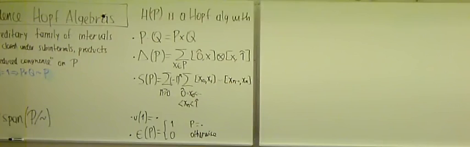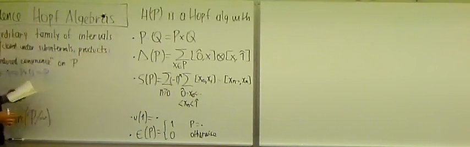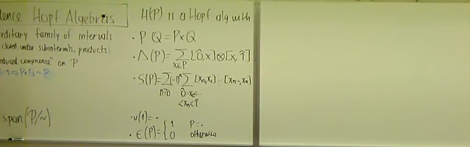I'm going to be a little bit more specific about what an incidence Hopf algebra is. So I start with a hereditary family of intervals, and that means that it's a family of posets with a bottom and a top element, which is closed under taking subintervals and closed under taking products. And then I have a reduced congruence on P, and I'm going to tell you what that is now.